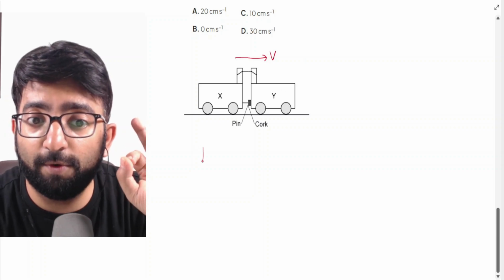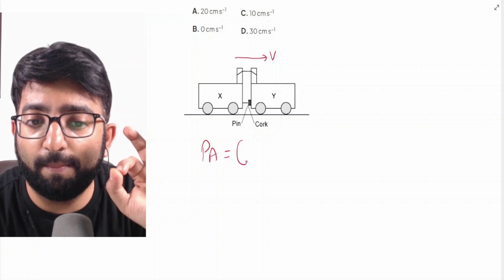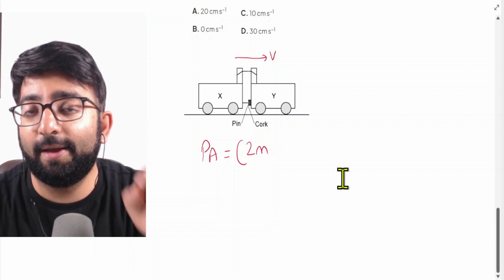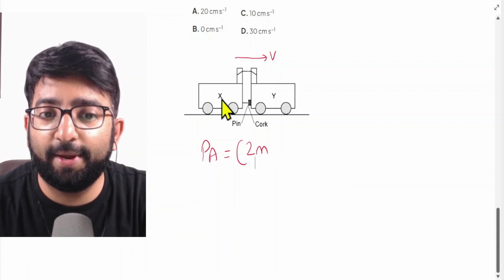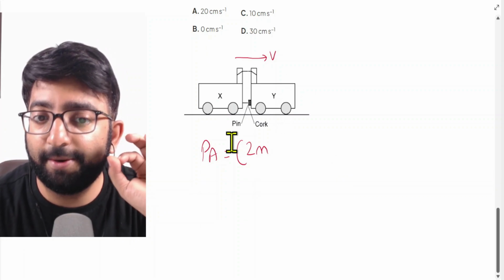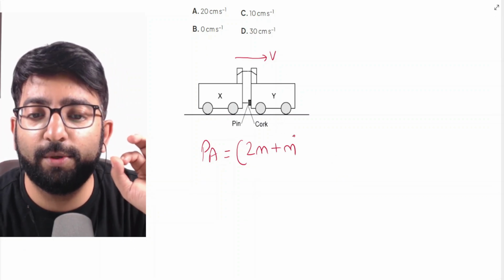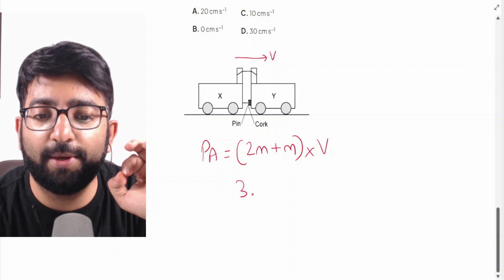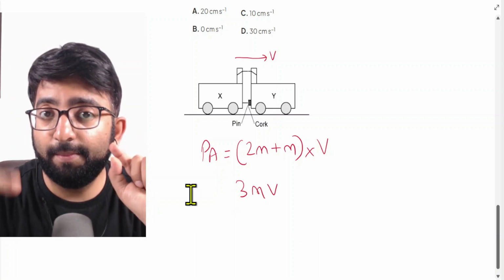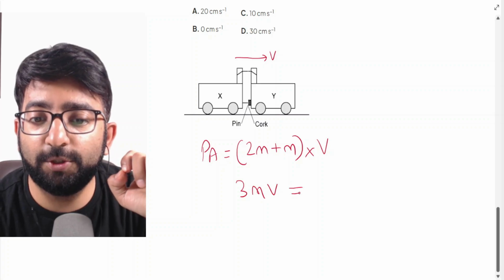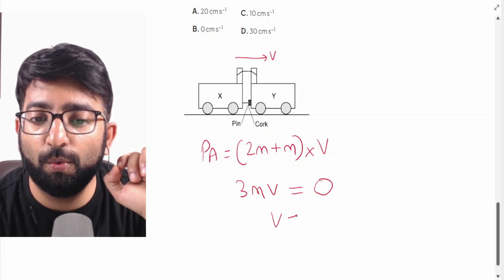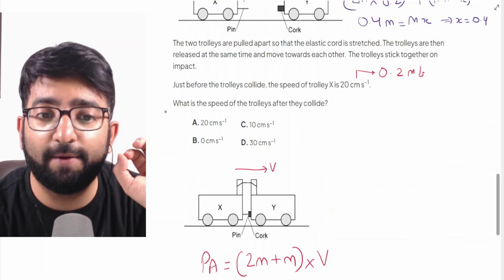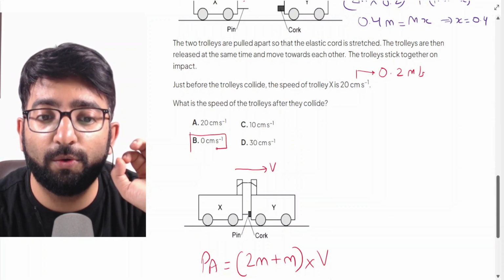So what will be the after momentum? Mass of x was double, so we'll write 2m multiplied by v. Rather, since both the trolleys are acting as one system, we will add the two masses. So x is 2m, y is m. The addition will be 2m plus m, which is 3m, multiplied by the combined velocity. So the total momentum after the collision comes out as 3m into v. And after momentum is supposed to be equal to the initial momentum, which was 0. So we equate 3mv to 0, which gets us v as 0, which means the combined velocity is 0. And that's what we had figured out earlier. B was the answer, 0 centimeters per second.